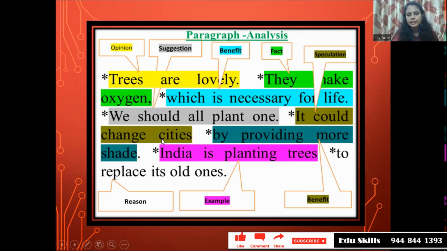Then, it could change cities. That is speculation. We don't know if it will happen, but it may happen in the future. By providing more shade, it is also a benefit. And India is planting trees. They are giving an example. India is planting trees to replace its old ones. That is the reason why India is planting trees. So in this way, we can analyze each sentence in the paragraph.